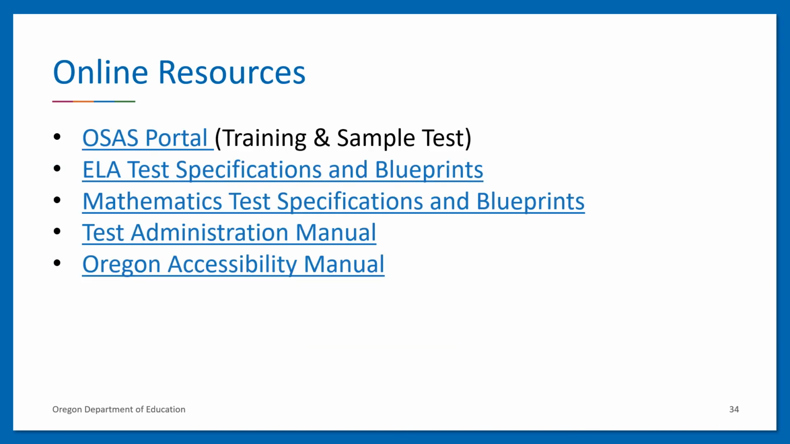This slide contains a list of all the linked resources that have been referenced throughout this training. First, the OSAS portal links to all components of the assessment system, including training and sample tests. Second, you can get more information on test blueprints, test design, assessment targets, and the number of items from each claim by visiting the ELA and Math assessment websites. Finally, the Test Administration Manual and Oregon Accessibility Manual provide technical support for districts, schools, and educators.